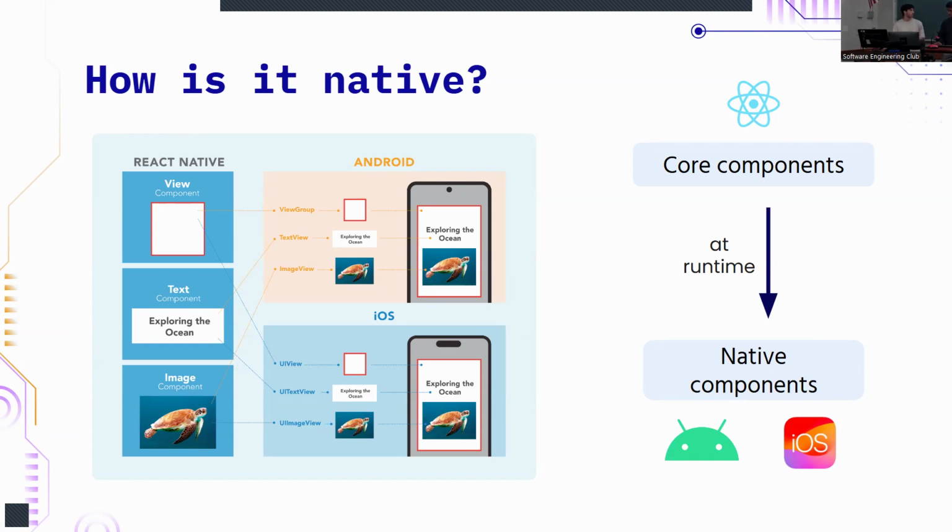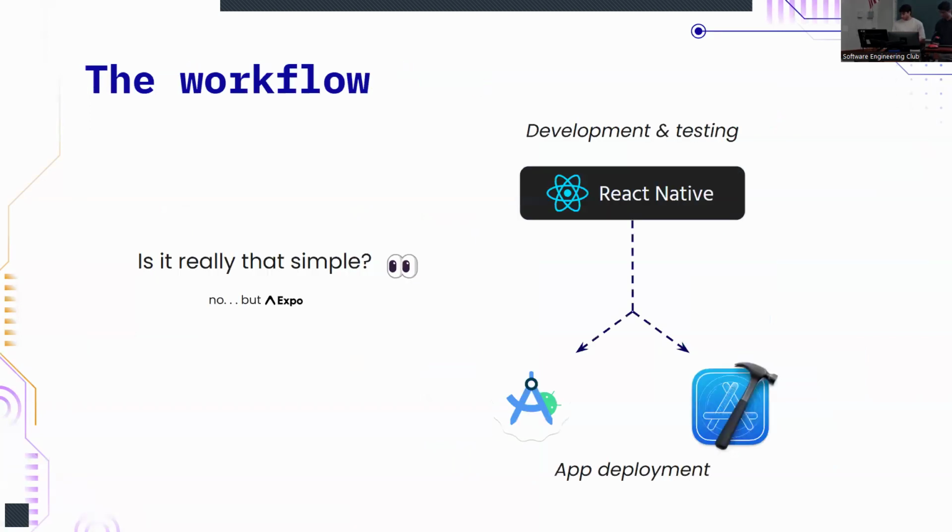The thing about React Native that makes it special is that it allows you to build in one workflow and then export to both iOS and Android, making the development process a lot simpler. This is the workflow: you have development and testing, and then you have your app deployment frameworks.